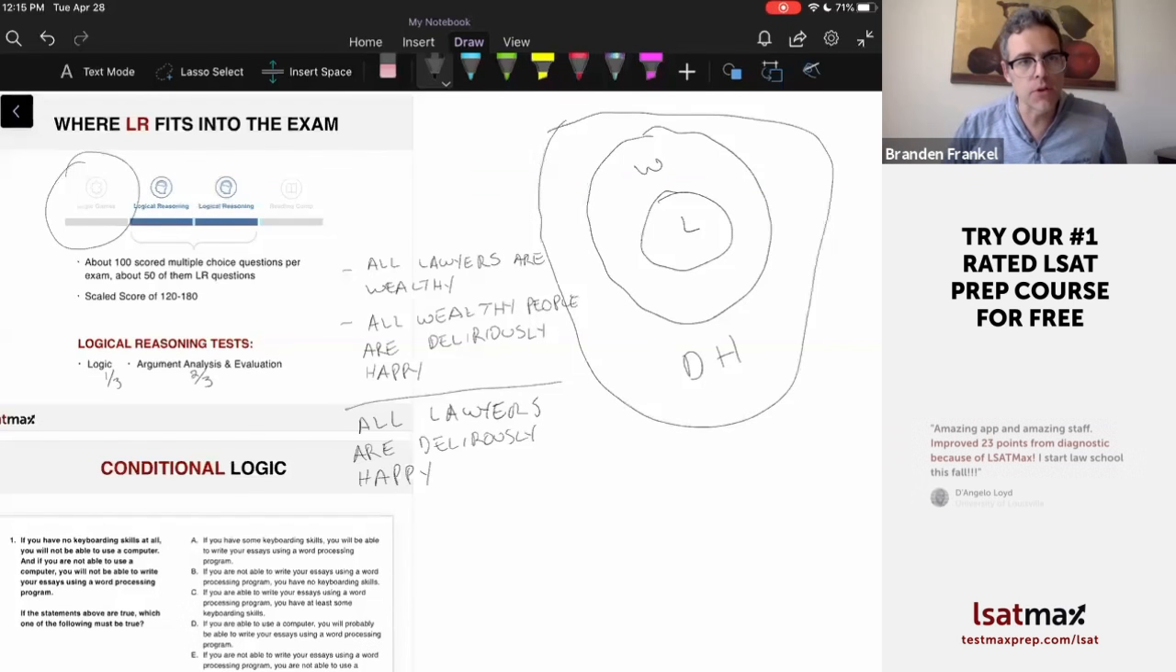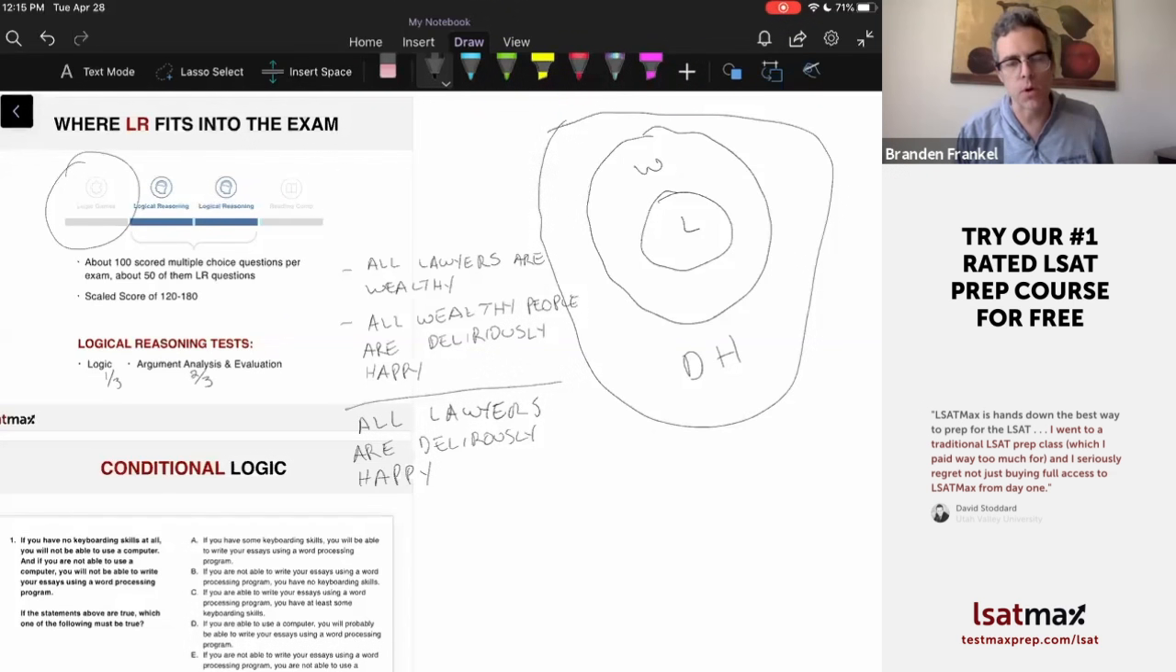And so this is why logic works. You can call it set logic, although I don't know if that would match set logic in math, but that's why this works. Now, I know what you're saying. You're saying, Branden, these statements are not true. It is not the case that all lawyers are wealthy.